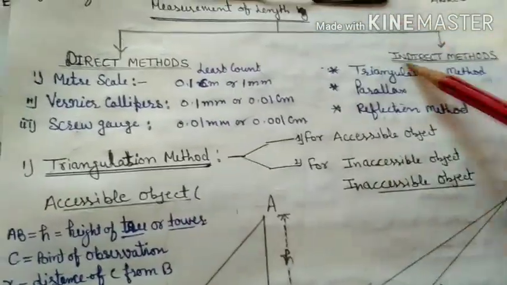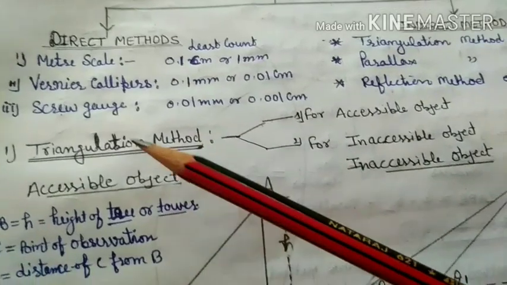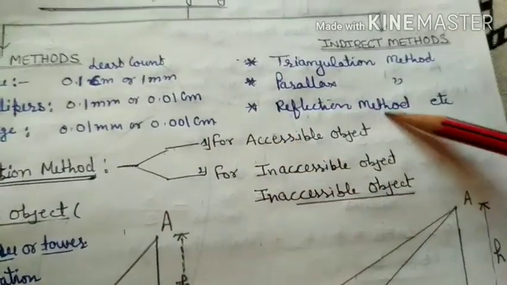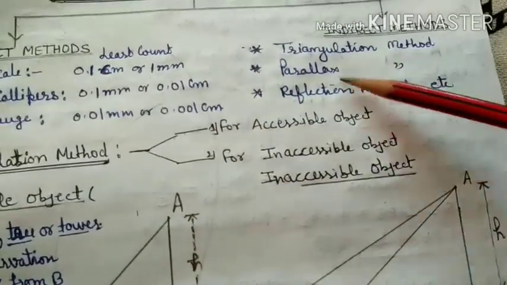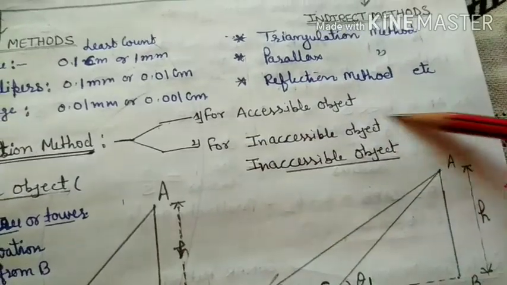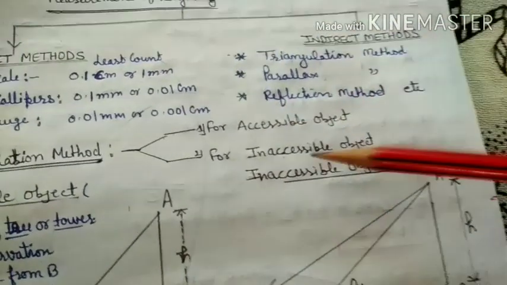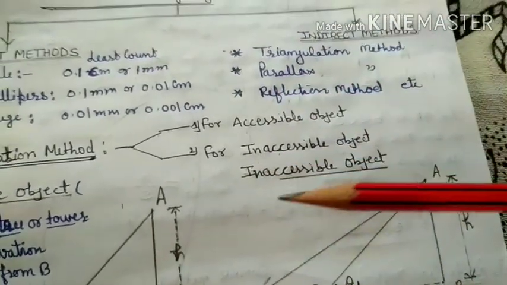Now first of all we have to understand the triangulation method. Triangulation method is of two types. This method we have to use, number one, for an accessible object and, second, for an inaccessible object. Now what are accessible and inaccessible? We will discuss with the help of an example.